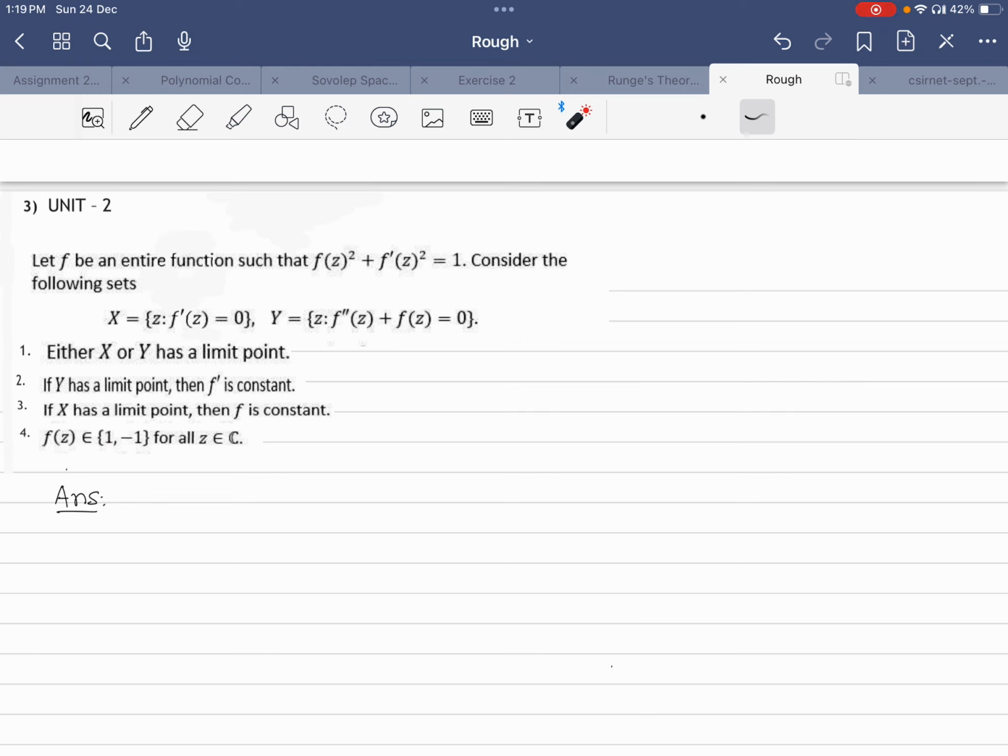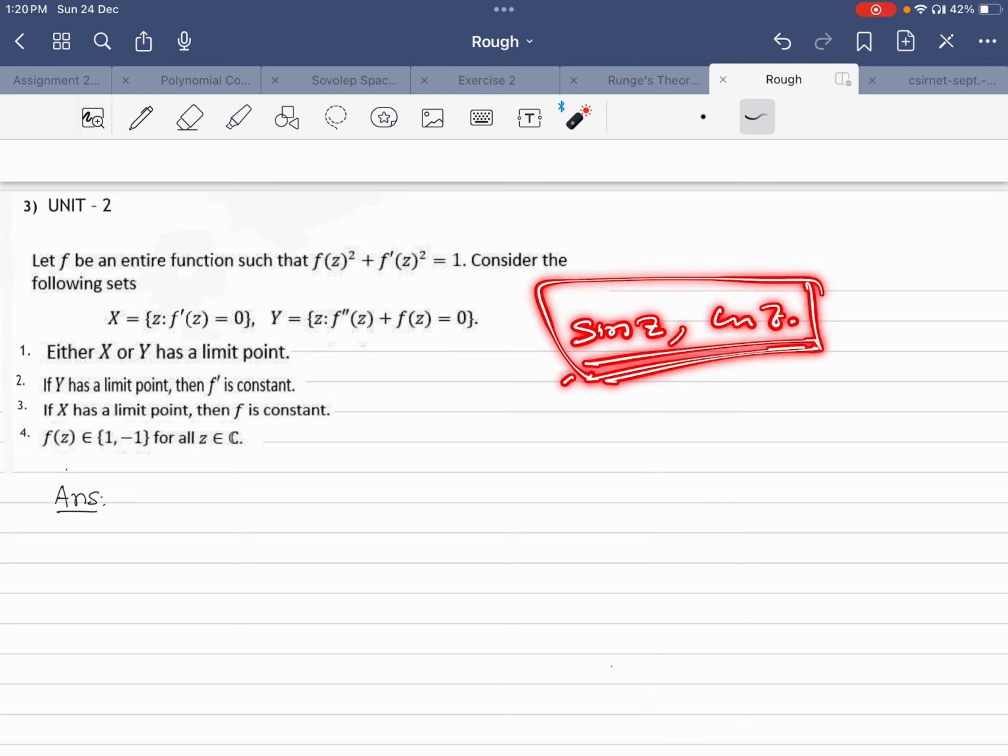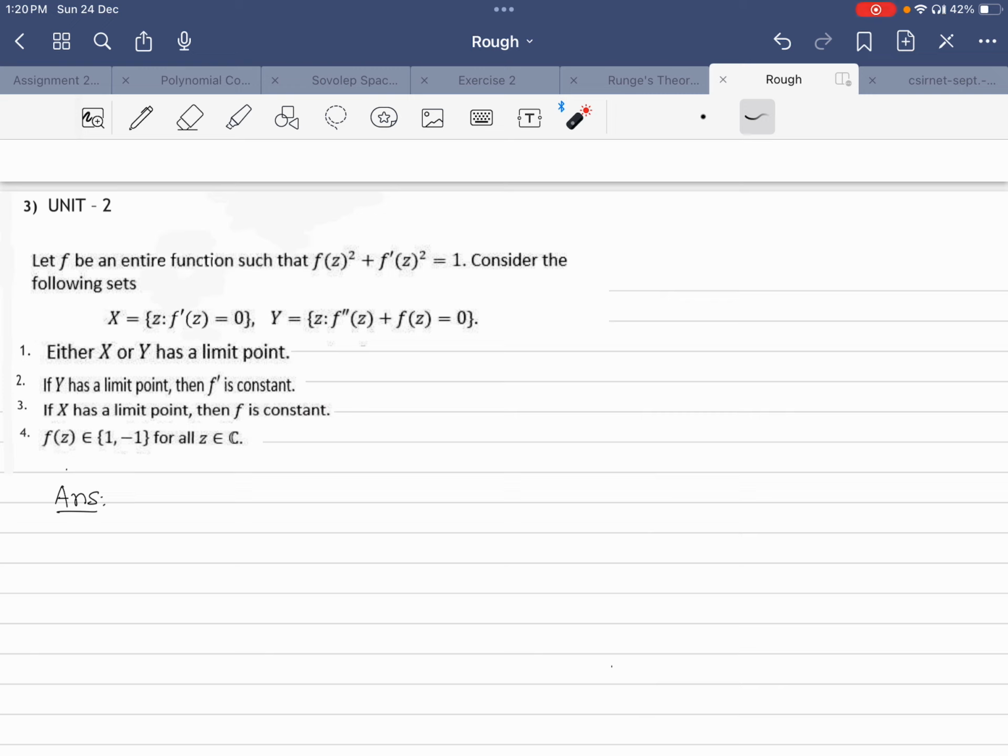Okay, so let's see some observations first. My observation is, what is the obvious function for this? We know that, right? That is sin z or cos z. These are observations. So using that, you can see that option 4 will go away. I mean, that is false.